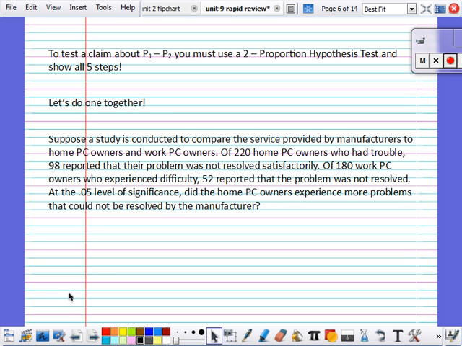To test a claim about P1 minus P2, you must use a two-proportion hypothesis test and show all 5 steps. So let's do another one together. Suppose a study is conducted to compare the service provided by manufacturers to home PC users and work PC owners. Of 220 home PC owners who had trouble, 98 reported that their problem was not resolved satisfactorily. Of 180 work PC owners who experienced difficulty, 52 reported that it was not resolved. At the 0.05 level of significance, did the home PC users experience more problems that could not be resolved by the manufacturer? Stop the video now and do the problem.